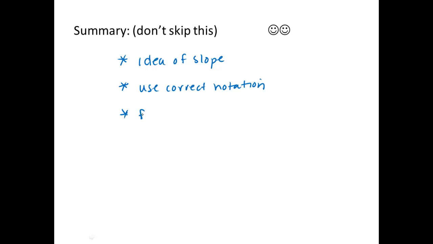Alright, before you skip this, please make sure you understand that what we're really looking for here is the idea of slope. We'll expand more on the picture of this problem tomorrow. The next thing you have to do is make sure that you use the correct notation. We will always start with the definition of derivative, which is the first derivative equals the limit as h approaches 0 of f of x plus h minus f of x all over h. This is something you're going to have to memorize and you're going to have to use.